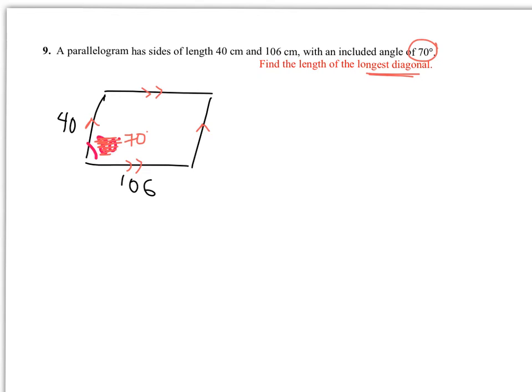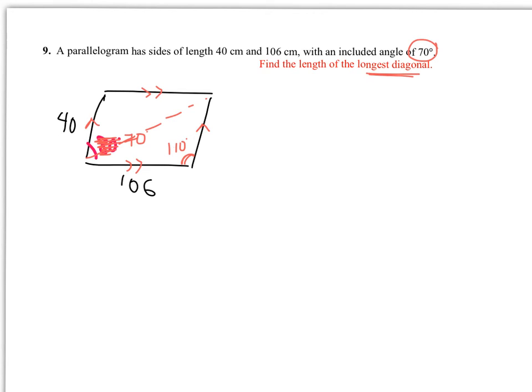I defined diagonal for you in a previous worksheet. A diagonal connects non-adjacent vertices, or opposite vertices. So if we were to connect in this direction, that diagonal's across that 70-degree angle. But if we connect it in the other direction, the other angle is actually going to be bigger. So if we go in this direction, this angle right here is 110.